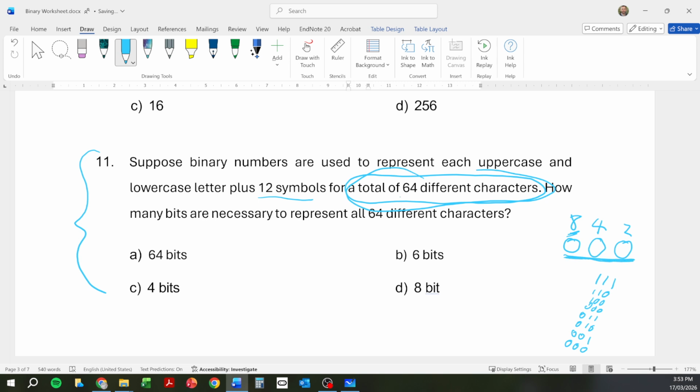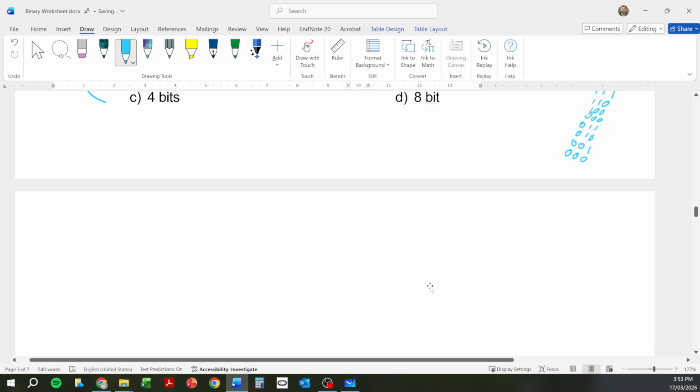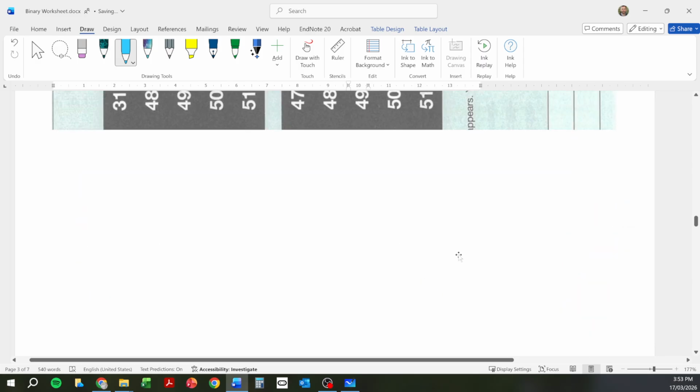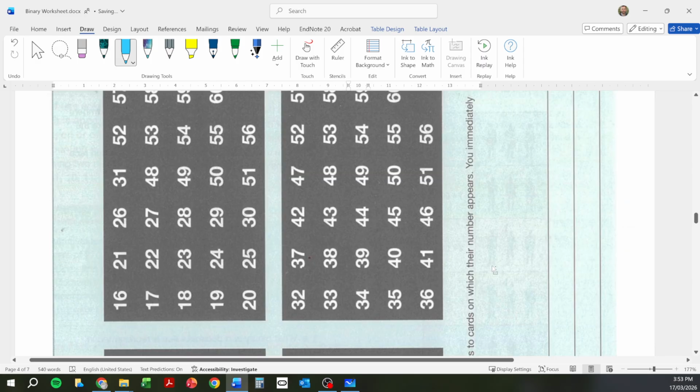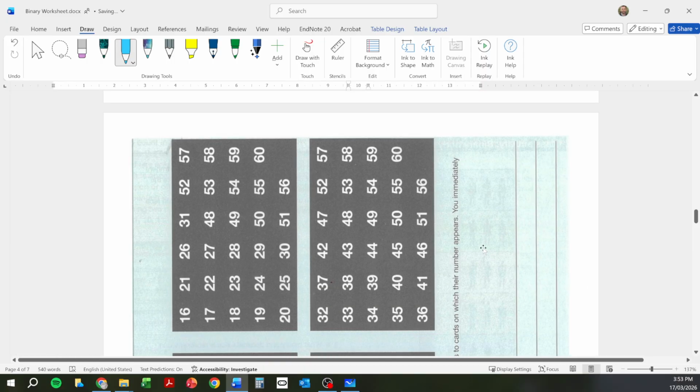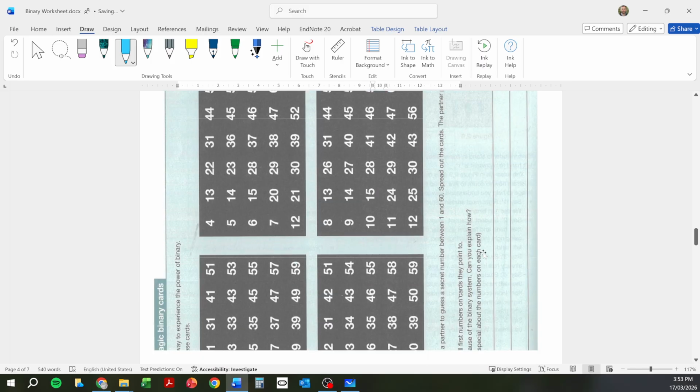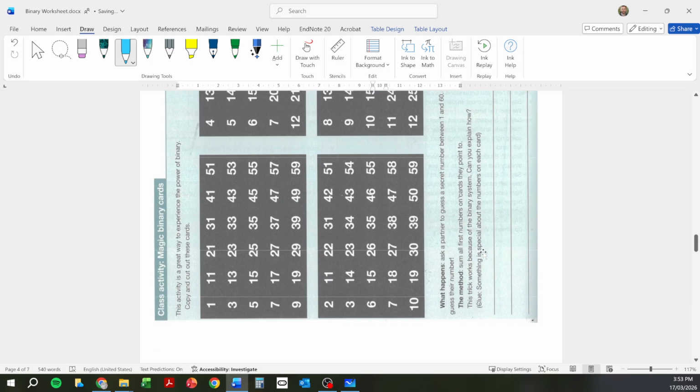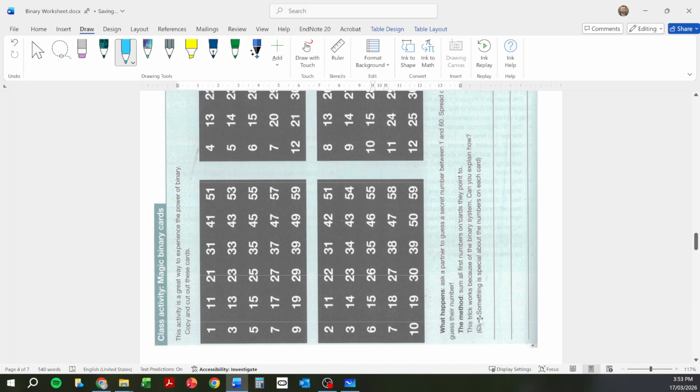How many bits do I need to represent the 64? And that should, oh no, I'll comment on this as well. When you get up to this, you don't need to cut it up. I know it says that, but you don't need to cut it up. Just use it as is. Use it with a friend, and Miss Tinny and I will be very impressed if you're able to answer the last bit here. So good luck with that.